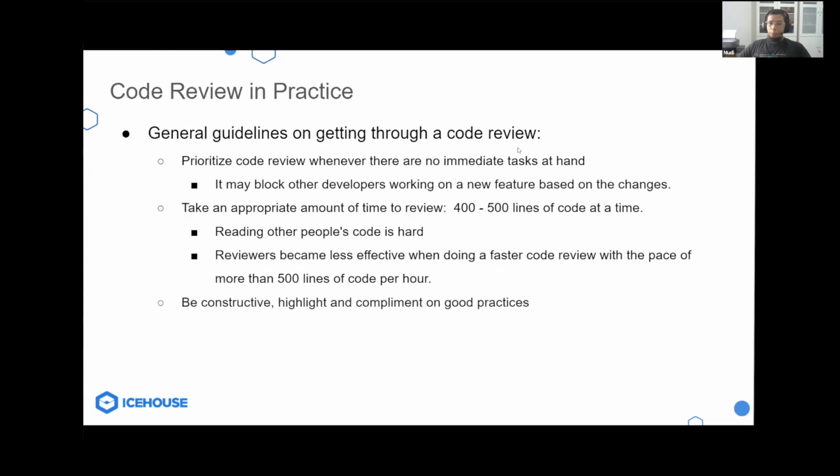And more importantly, be constructive because we want to build a positive code review culture within the team. You need to highlight and compliment good practices. Try to find things in the code review that you like. For example, oh, I like what you did here. It's very straightforward and so on.